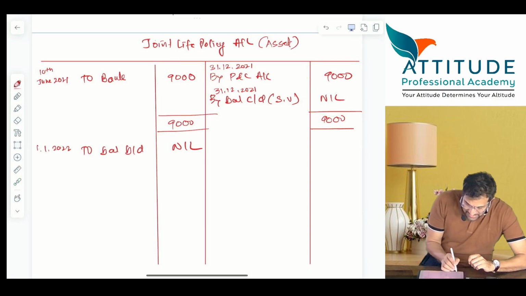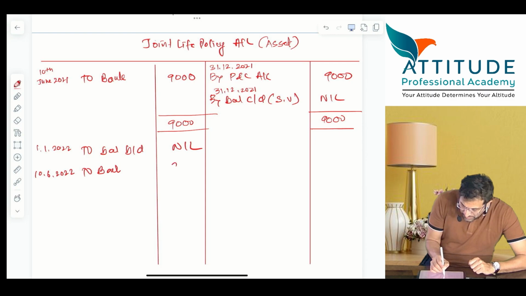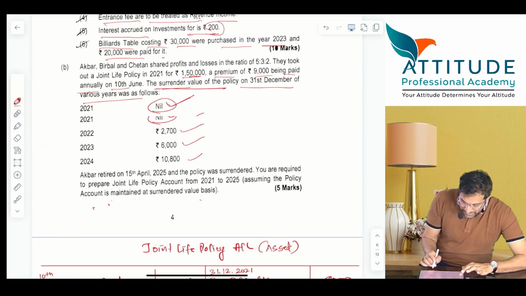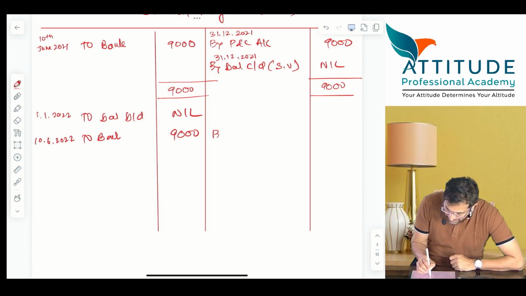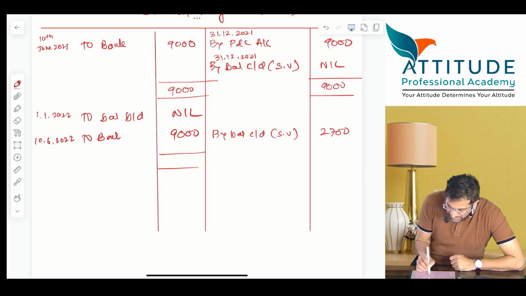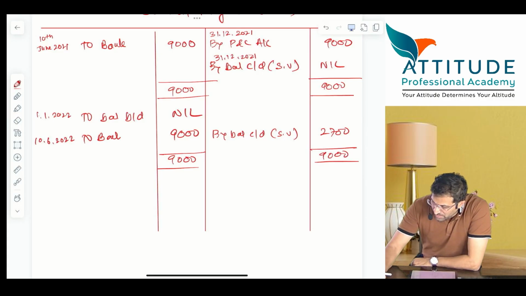Next year, how much did you pay? Again 10th June 2022, you paid to bank. How much you paid? 9,000. Now in 2022, what is the surrender value? 2,700. Now how much to take here? By balance carried down, surrender value 2,700. Now see how much balance remains. Total here is 9,000. Minus 9,000 minus 2,700.